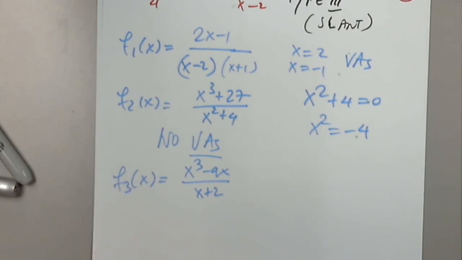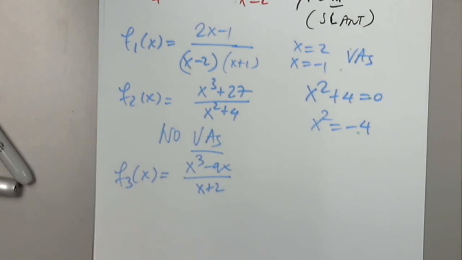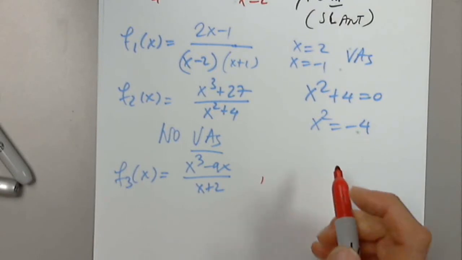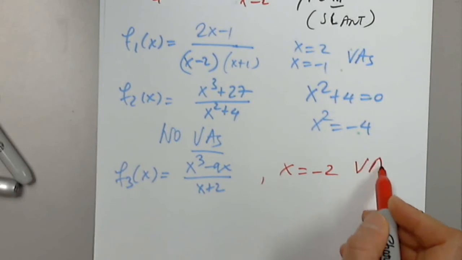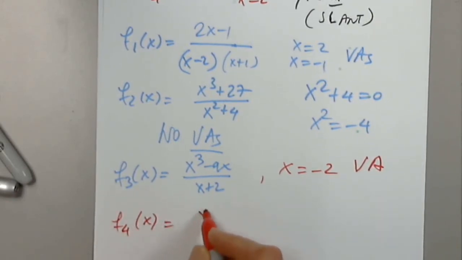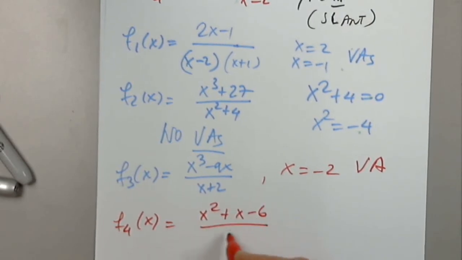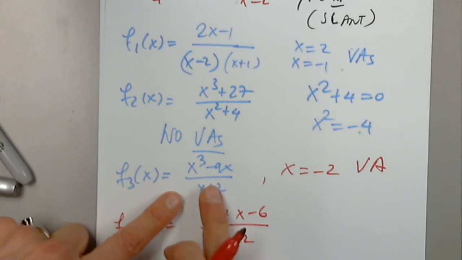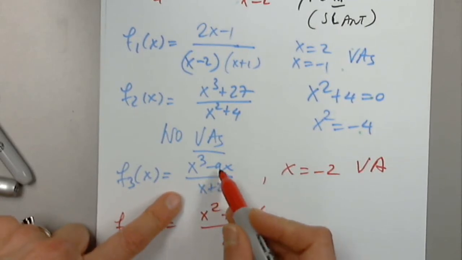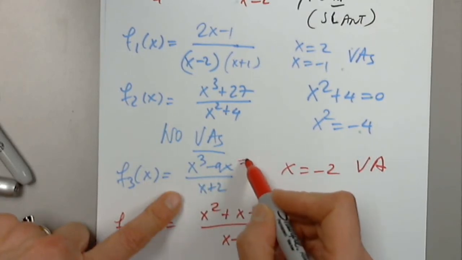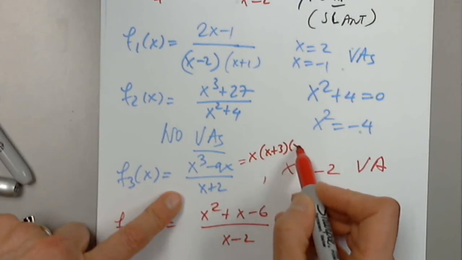So correct. So F3. Does F3 have a vertical asymptote? And if yes, where? 2 plus 2 is not 0. Yes. X equals -2 is a VA. And the last one, F4: x squared plus x minus 6 over x minus 2. I should have said here to factor the top. The reason why I didn't say it, we have to do it, is because x plus 2 is not a factor of the top.